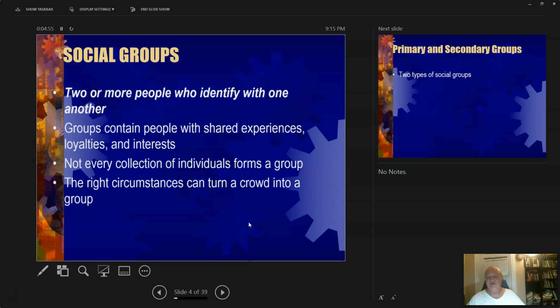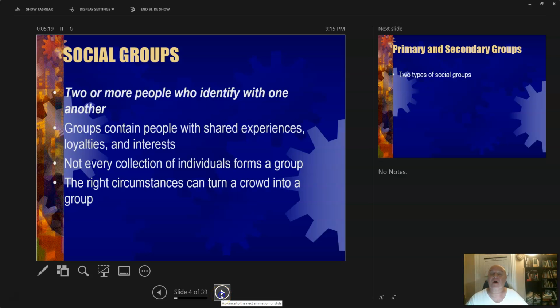But under the right circumstances, a crowd can turn into a group. What do I mean by that? Well, say you're all in an elevator. You're not going to pay attention to people. It just happens to be a collection of people. If that elevator gets stuck, however, you're going to be right on it. You're going to turn into a group. You're going to figure out collectively how to get the elevator moving again.